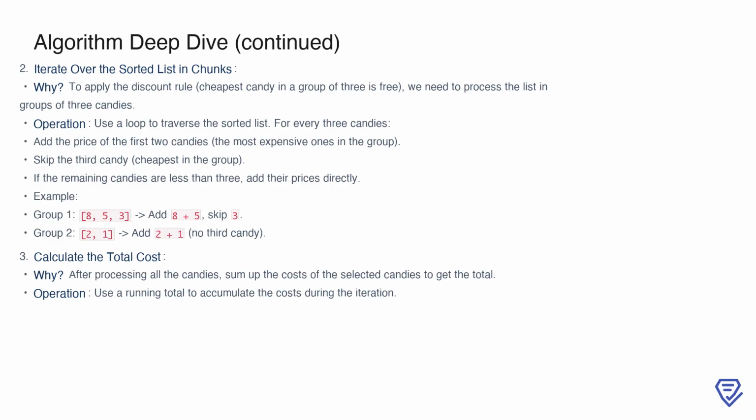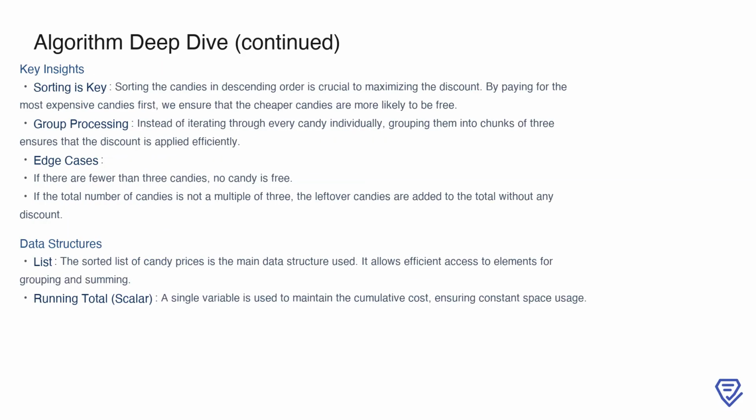There are a few key insights that make this algorithm efficient and effective. First, sorting the candies in descending order is critical. By paying for the most expensive candies first, we ensure that the cheaper candies are used to maximize the discount. Second, grouping the candies into chunks of 3 allows us to systematically apply the discount rule across the entire list. This grouping approach is not only logical but also ensures that the algorithm remains simple to implement. Additionally, handling edge cases is important. For instance, if there are fewer than 3 candies, there's no free candy to exclude from the cost.